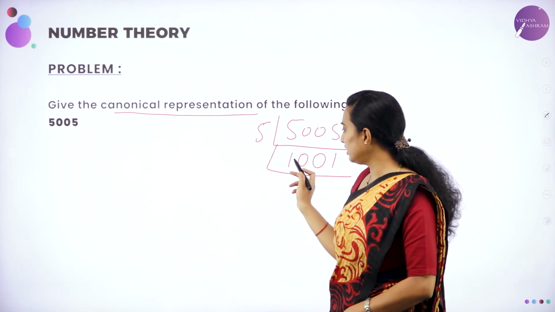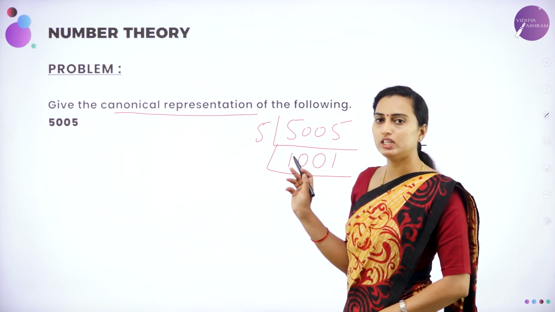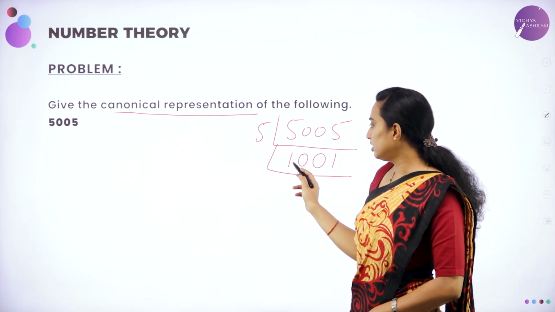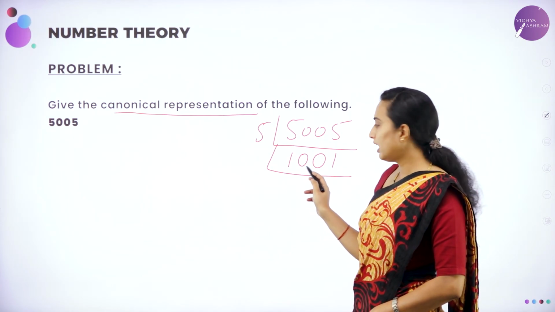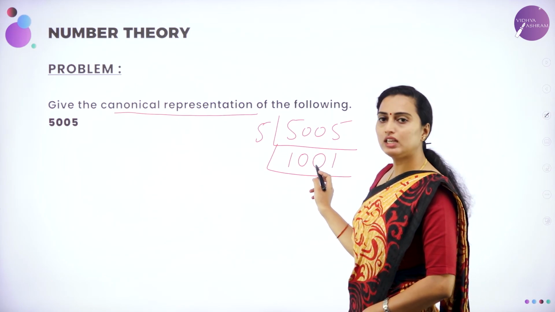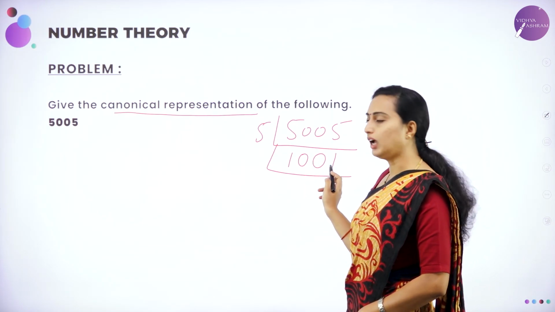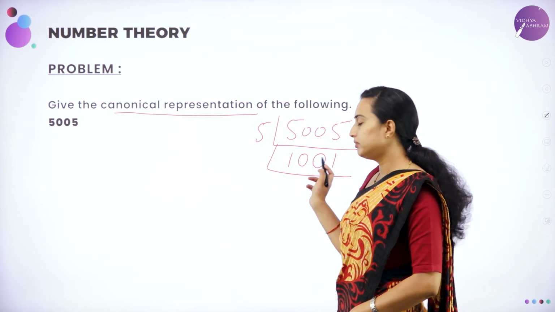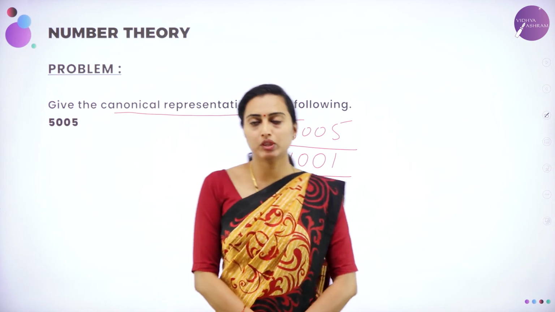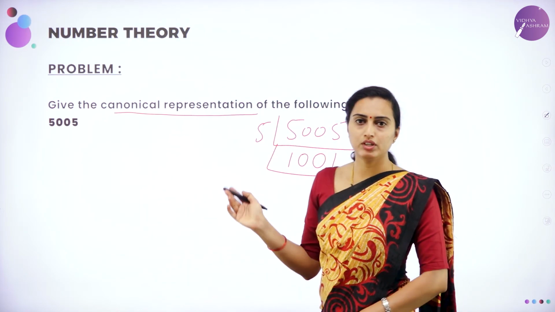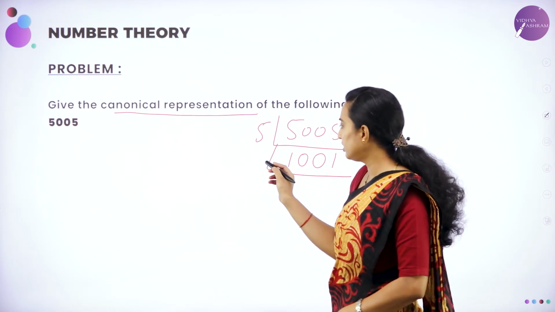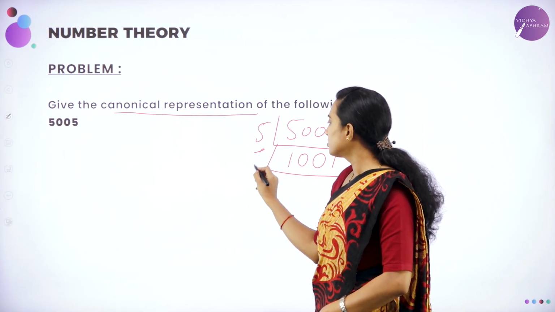If I take 5 here, 5 2s are 10, again 0, 1, it cannot be divisible by 5. Let me try with 3. So 3 3s are 9, again 0, 1, 3 3s are 9, 10 it will be, again 3 3s are 9, it will come to 11, correct? So 11 cannot be divisible by 3. It cannot be divisible by 3 also, it cannot be divisible by 5 also. Next prime is nothing but 7. 7 you can try out.